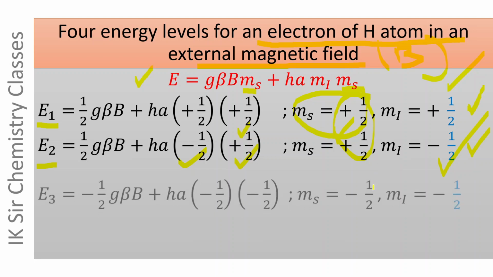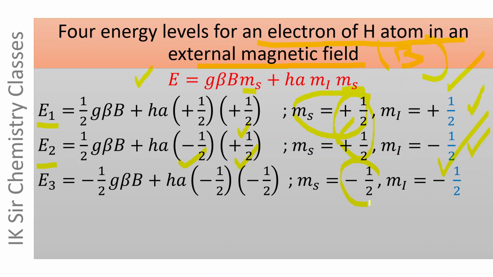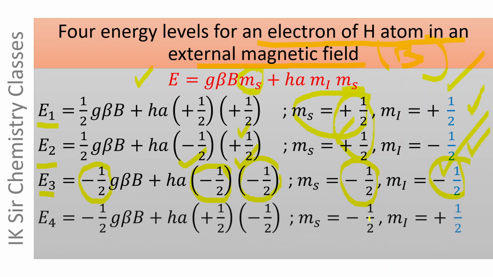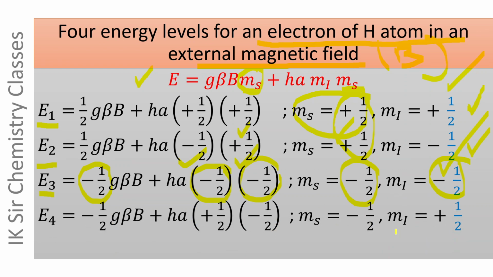On the other hand, if ms is minus half, mI can again have two values, minus half and plus half. If mI is minus half and ms is minus half, then the energy of the electron will be E3. On the other hand, if the value of ms is minus half but the value of mI is plus half, the energy of the electron will be E4.